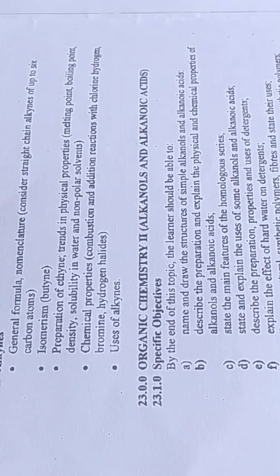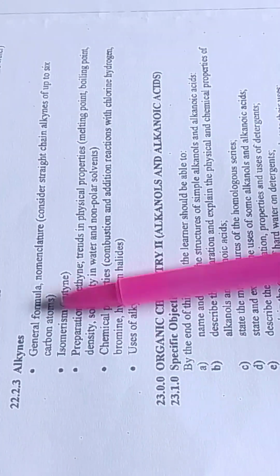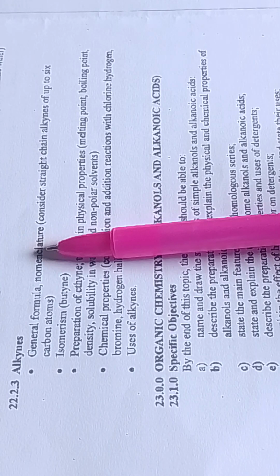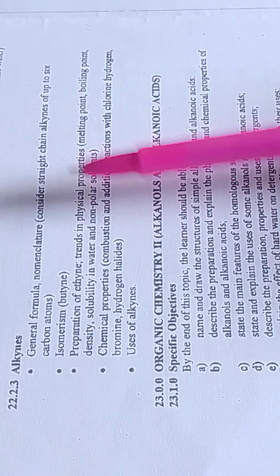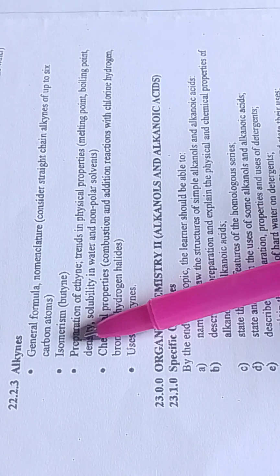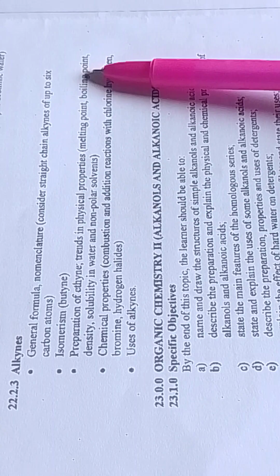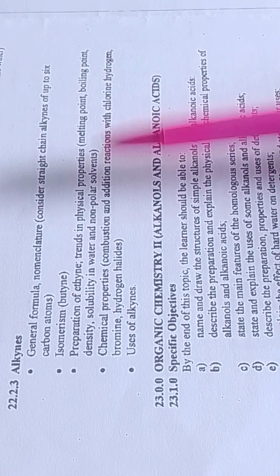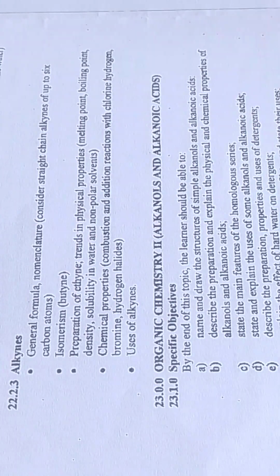Alkynes. What is tested in alkynes is the general formula and the nomenclature. Consider straight chains of alkynes up to 6 carbon atoms. The isomerism as usual. The preparation of ethyne, trends in physical properties and boiling points, considering the homologous series, as we said, density, solubility in water and non-polar solvent as we've talked about.